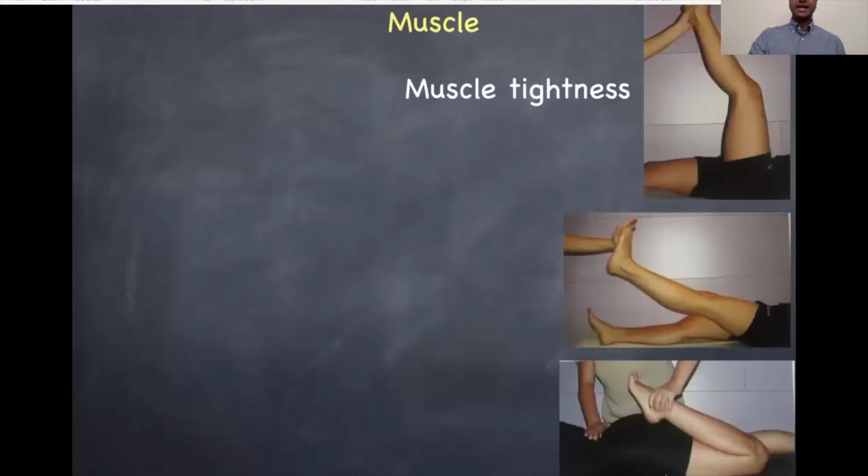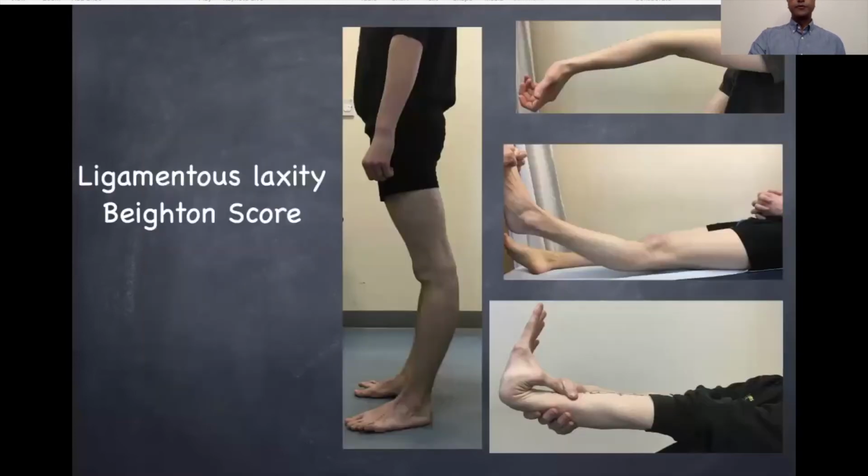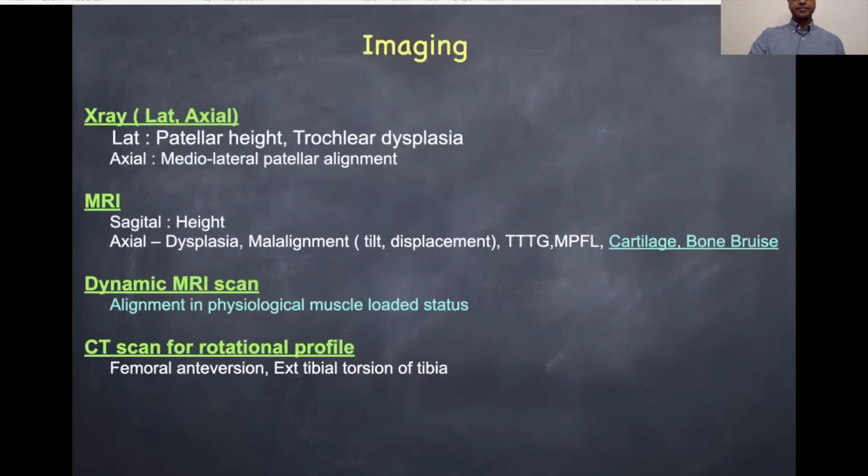And the most important thing not to forget is, is there any muscle tightness of the quadriceps muscle, hamstring muscle, the calf muscle, and muscle weakness as we discussed. And before you finish the clinical examination, you must make sure that the Beighton score is not more than 5, because that indicates generalized ligamentous laxity that could be contributing to instability.